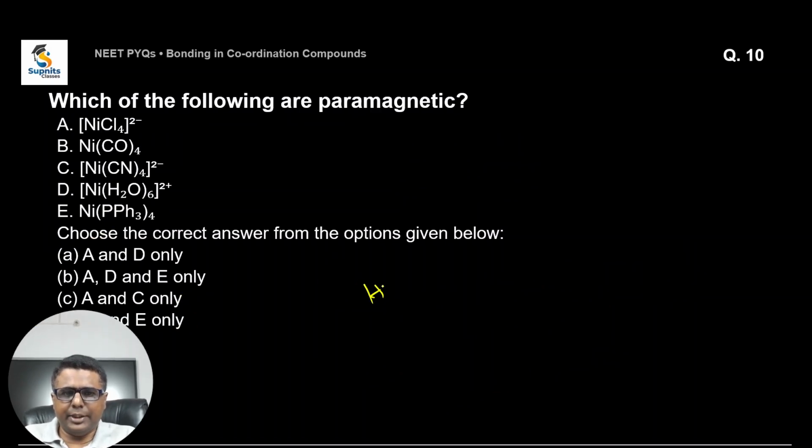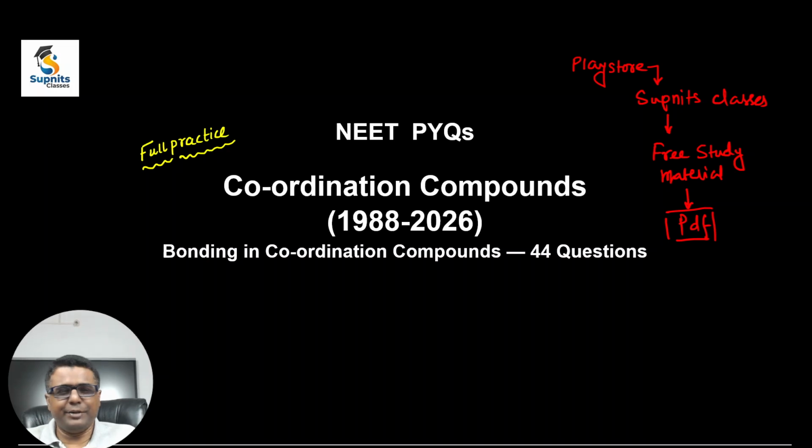Which of this is paramagnetic? Again I'll give this as homework. Number 10, the answer will be 1, A and D. So you have to check all of this over here. So that is the end of all the PYQs. We have gone through all types of PYQs asked in the NEET examination.